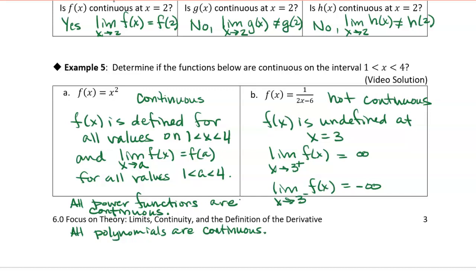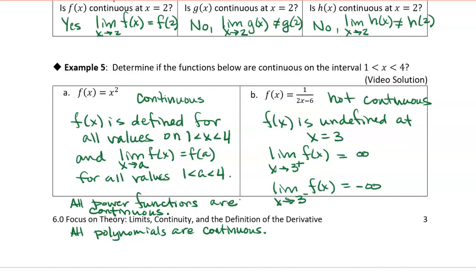So for the most part, when you're asked to look at the continuity of a function over an interval, you're just looking for any breaks or jumps or holes in the function, or any place where it's not defined, and that's going to determine where it's not continuous. We're not going to get too rigorous about our proof of continuity for functions right now.